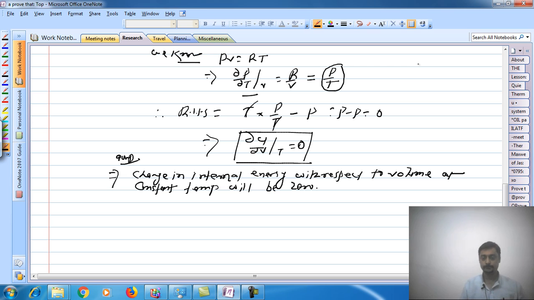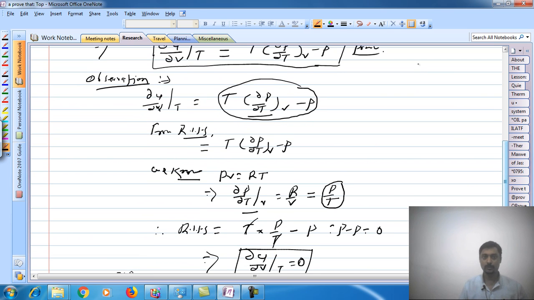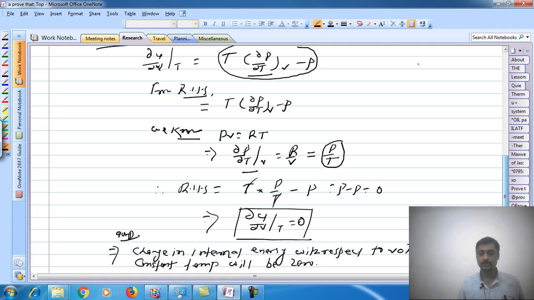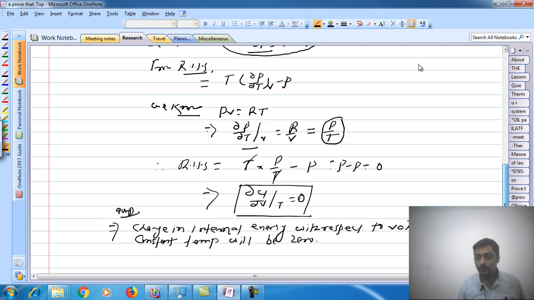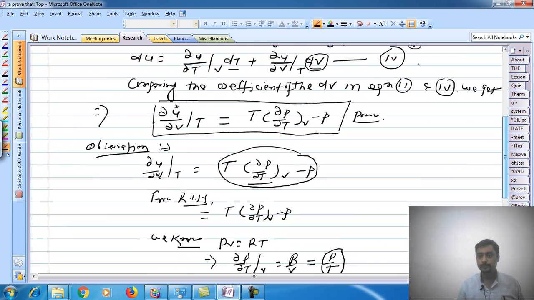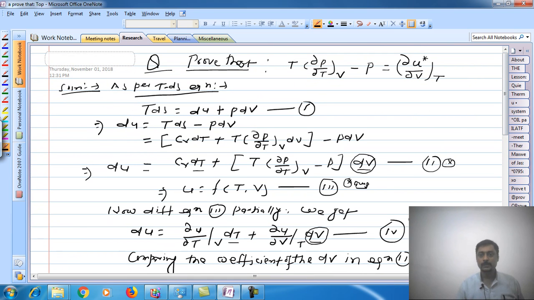So this is all about the observation. If you look carefully at this equation, you will reach this conclusion. Right, so this is very important. Okay, this is a very important equation.